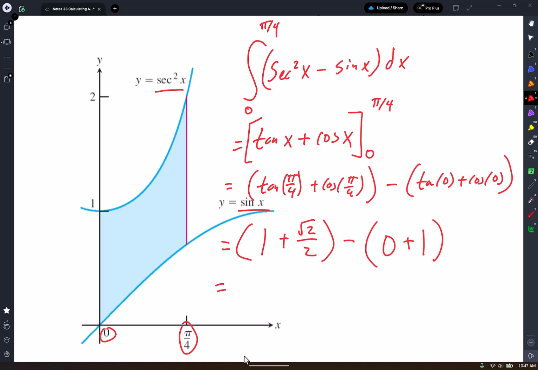All right, let's see. There's nothing in front of this parenthesis, so I can just drop those parentheses. 1 plus square root of 2 over 2, minus 1. Perfect. Square root of 2 over 2 is the answer I'm looking for. That's it. That's the area between the curves.